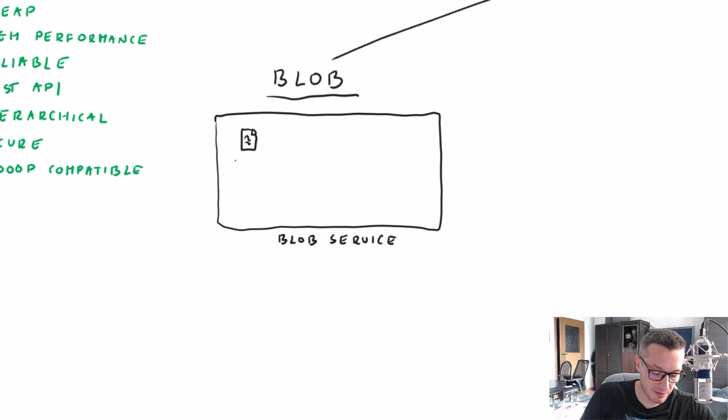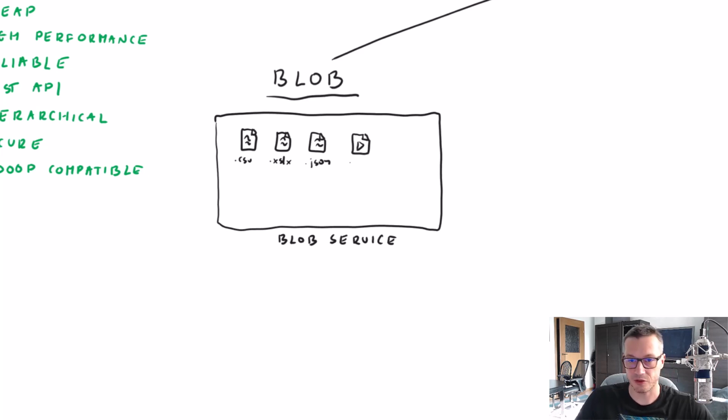Like we might have some CSV files, we might have some Excel files. Basically, any type of file would work: JSON, movies, and so on. There is basically no restriction when it comes to the type of files we could store.